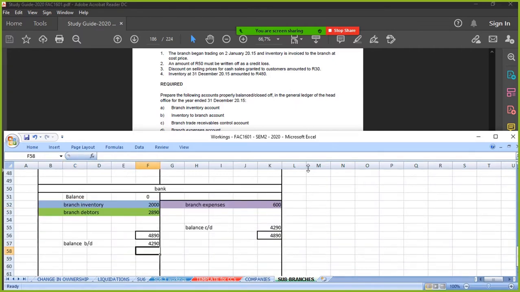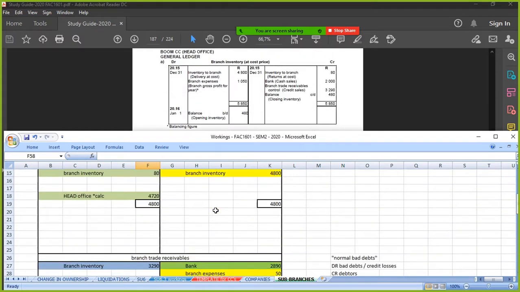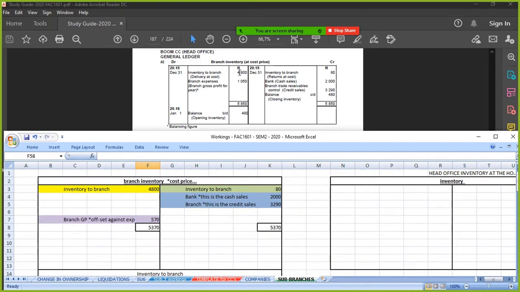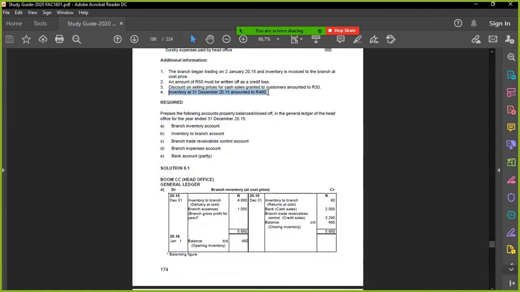Okay, that's it. All right, let's check what they've given you. Okay, there, branch inventory. What do I have? Let's see. Branch inventory, 48. Inventory to branch, 80. 2,000, 3,200. Okay, why do they have the 480 here? Okay, this must have been something that they've identified as being inventory at the branch. Then they should have said this was inventory at the branch, not just inventory, because inventory could be any inventory. Inventory could be at head office, or inventory could be at the branch.